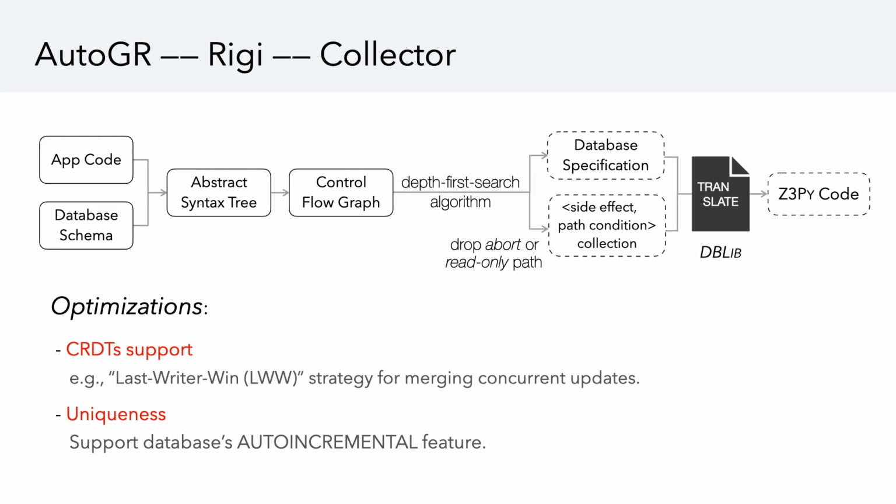The first one is conflict-free replicated data types. For example, we can use a simple last-writer-wins strategy, which resolves conflicting updates by determining an arbitration order over those updates and picking the last write to be the final value. The second one is uniqueness, which supports the database's auto-incremental feature, ensuring that a unique number is generated automatically whenever a new record is inserted into the table.